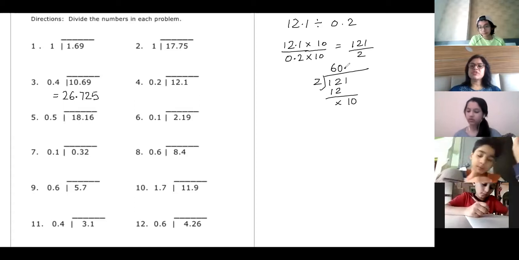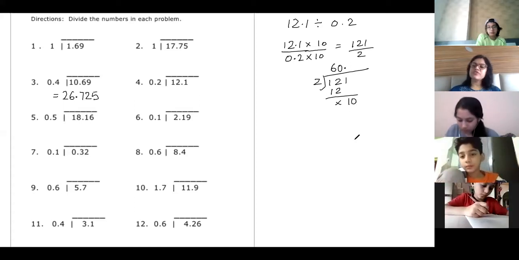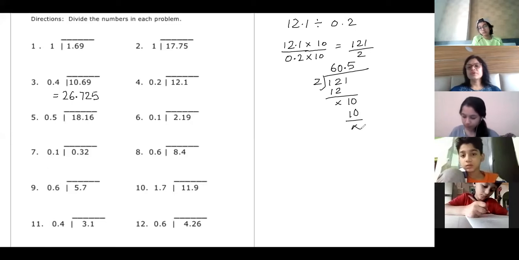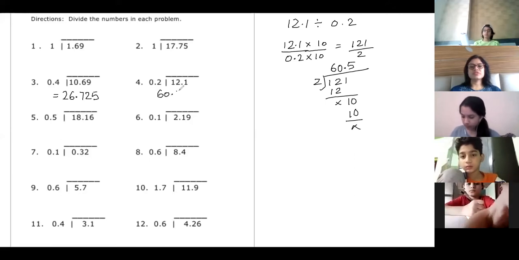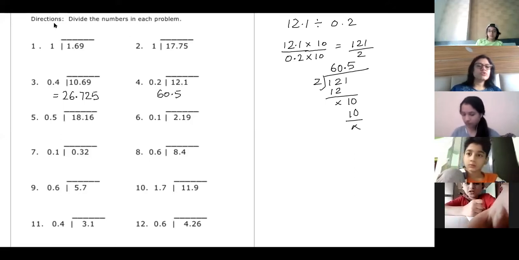First the decimal will be with 0, and then afterwards, now what is it? 2 5s are 10, so you're getting the answer. 5s are 10. So minus, 0. So the answer is 60.5. Yes, answer is 60.5. Next one.